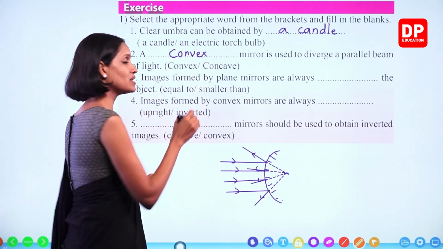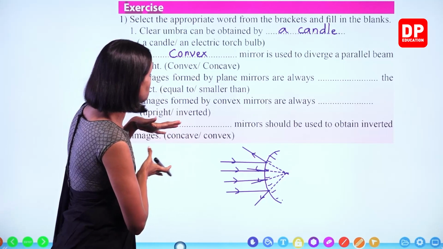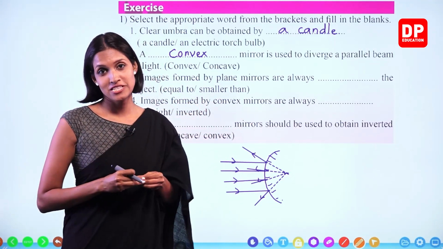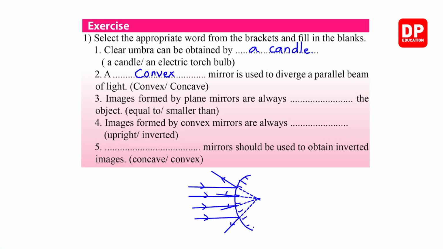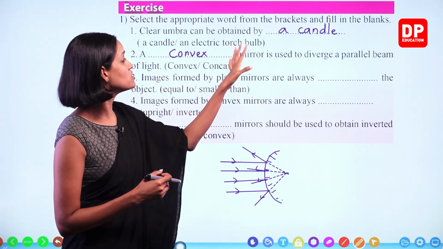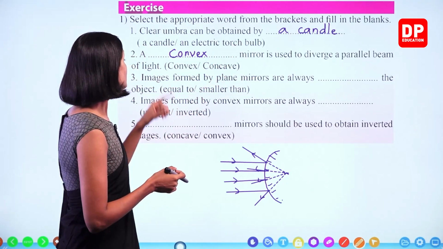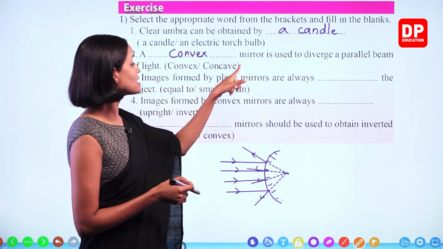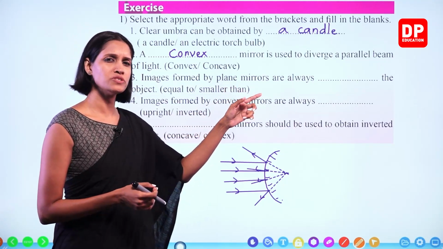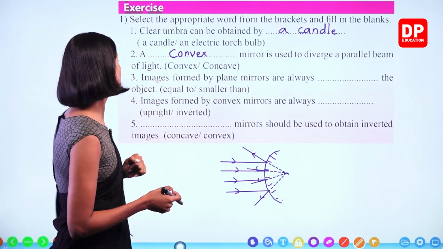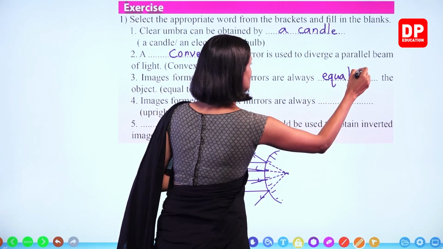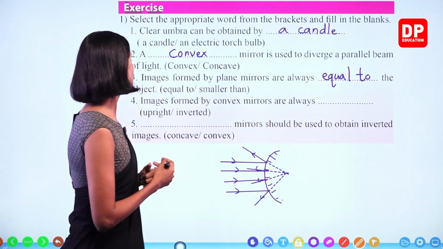Using a concave mirror, what happens? When a parallel beam of light falls onto a concave mirror, all the light rays collect at the same place. So they are used to converge a parallel beam of light. Now here, a convex mirror is used to diverge a parallel beam of light. Okay? Images formed by plane mirrors are always equal to the object, smaller than the object. It's very easy. It's equal to the object. Equal to the object. Right?